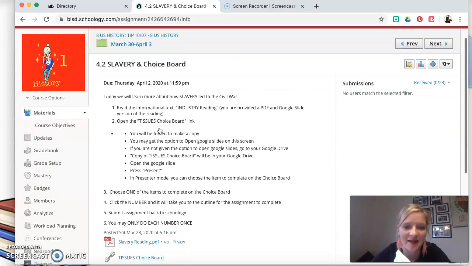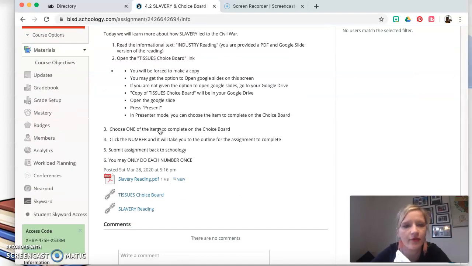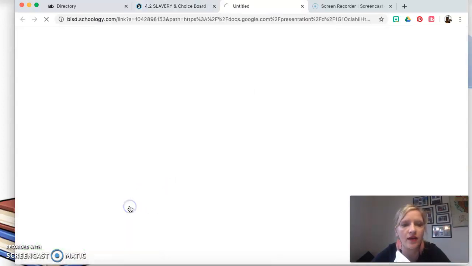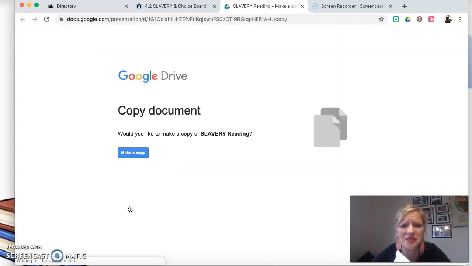Today we will learn about how slavery led to the Civil War. Read the informational text, the slavery reading. I'll have to go back and fix that, sorry. Okay, so once again, you can open it as a PDF or you can go to the Google link. So I'm going to click the Google link right here. Hopefully it works in Schoology.